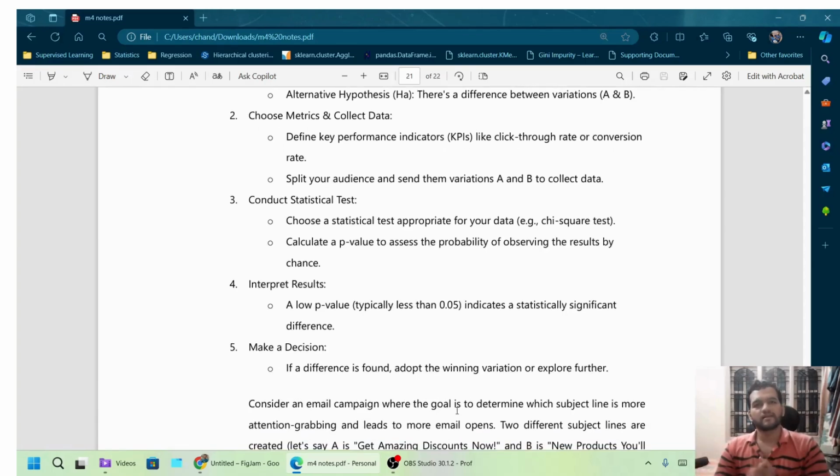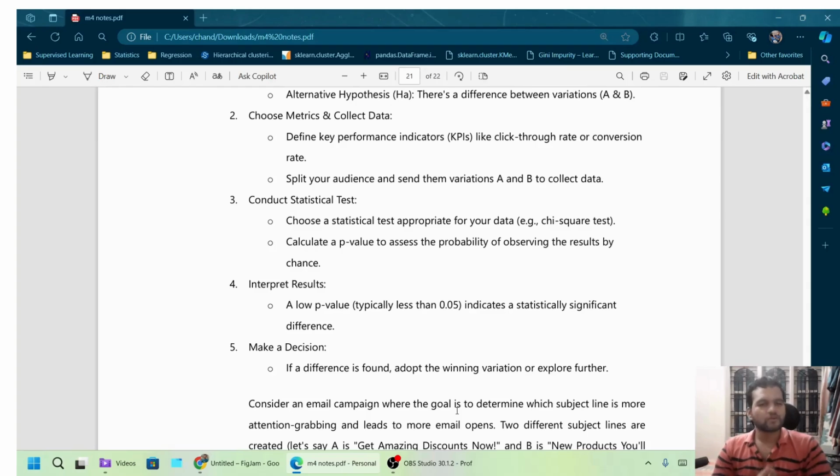After that, we will conduct a statistical test. To choose a statistical test, we will look at the data and select the appropriate test, for example, the chi-square test. Then we will calculate the p-value. By observing the result, we can interpret it: if a low p-value comes, then we reject the null hypothesis. If a high p-value comes, we can't reject the null hypothesis.